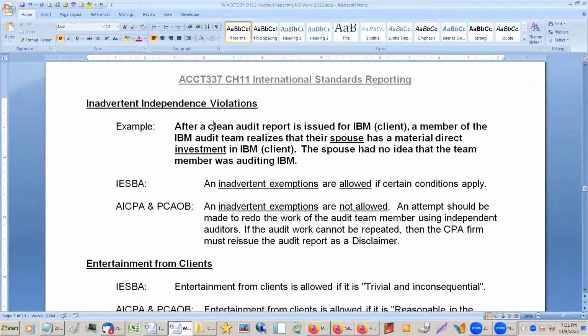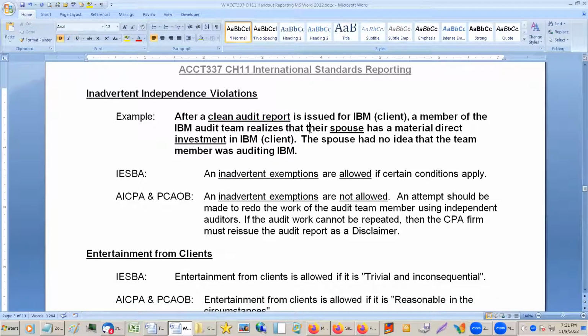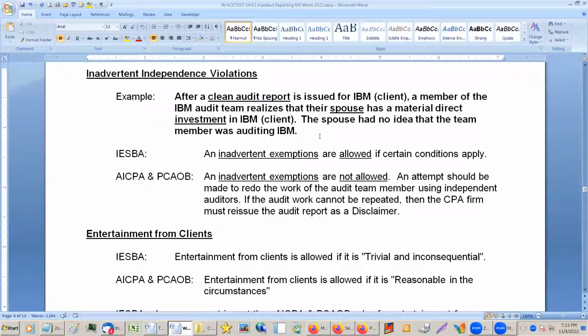After a clean audit report, everything's okay for the IBM client. A member of the IBM team realizes that their spouse has a material direct investment in IBM, the client. The spouse had no idea that the team member was auditing IBM. I worded that badly, but the spouse had no idea that their spouse was auditing IBM.